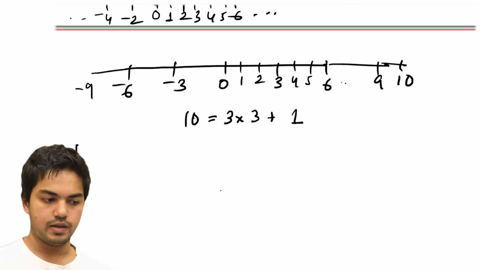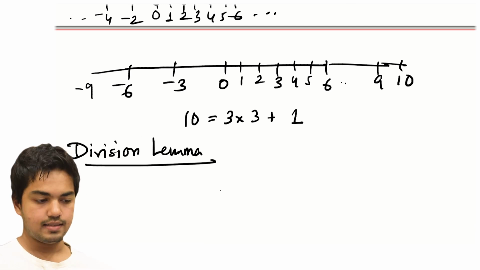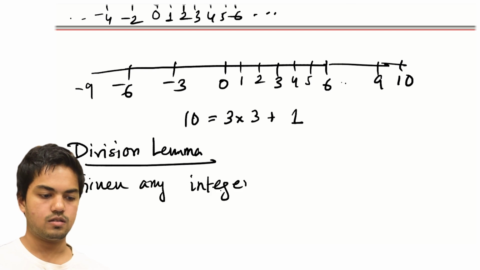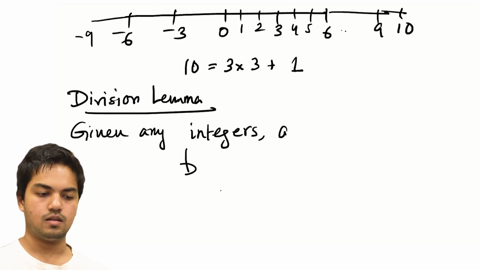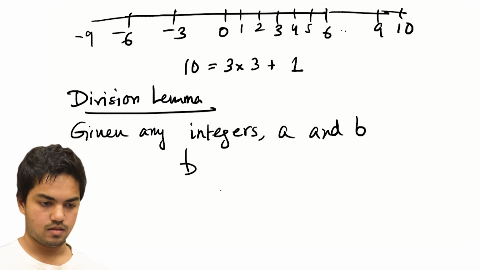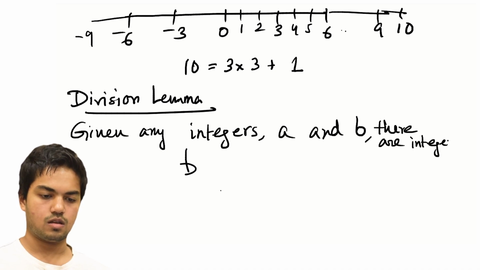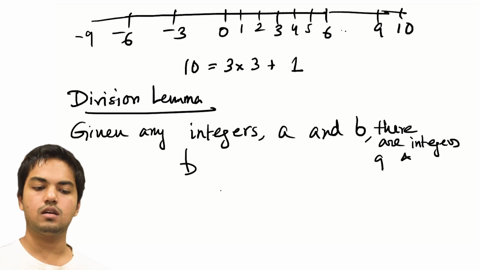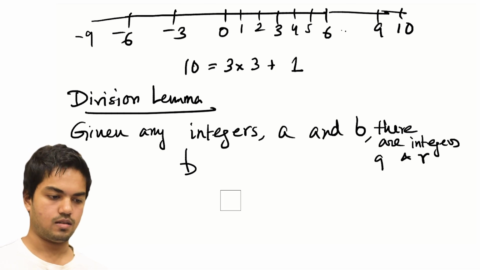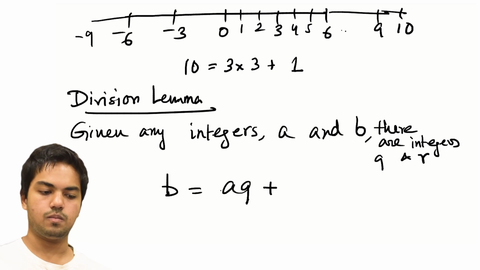This is what brings us to the division lemma, sometimes known as Euclid's division lemma. What that says is that given any integers A and B, there are integers Q and R such that B is equal to AQ plus R.